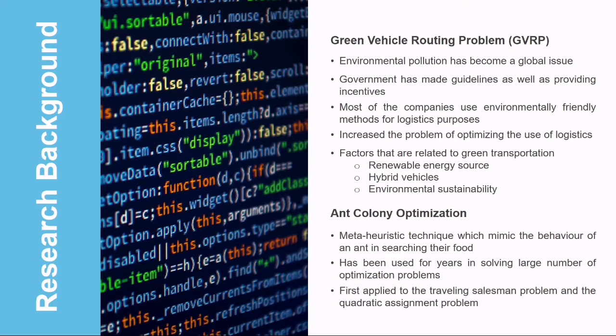and many more. One of the famous algorithms that have been recognized worldwide is ant colony optimization. Ant colony optimization is a meta-heuristic technique which mimics the behavior of ants in searching for their food. The study of this behavior has been used for years in solving a large number of optimization problems successfully. This algorithm was first applied to the traveling salesman problem and the quadratic assignment problem.